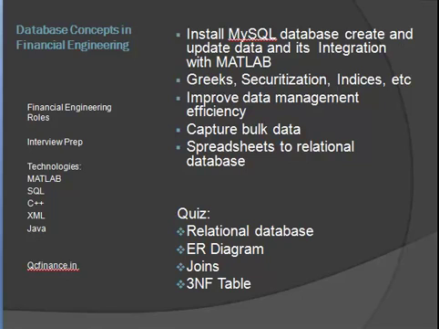Hi, we are going to talk about database concepts in financial engineering. And if you are looking for any financial engineering kind of work that would involve database concepts, then this refresher would be helpful to you.